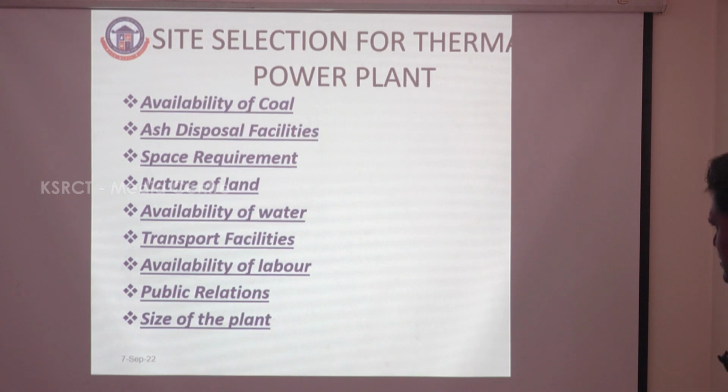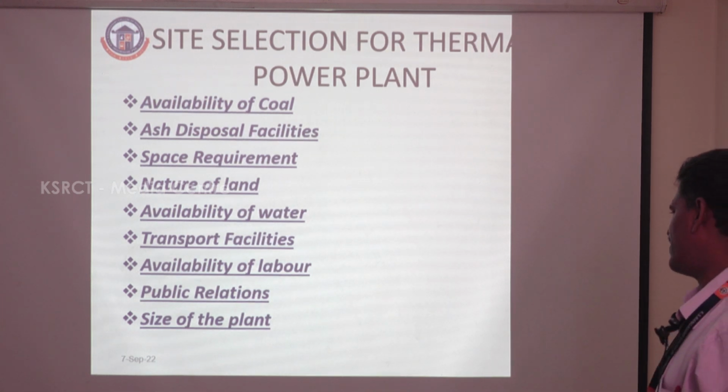Next, transport facilities. Transport facilities like rail or sea are enough to install this power plant. So the transport of coal from one place to another is a very important role. So if the plant is installed in this area, transport facilities are very important.